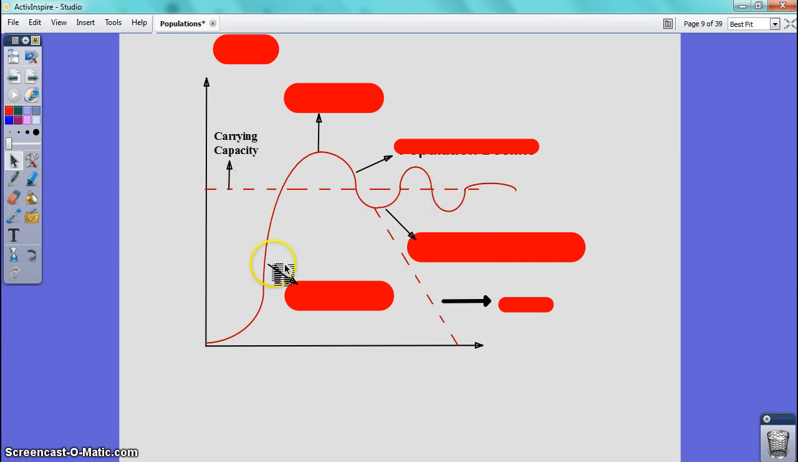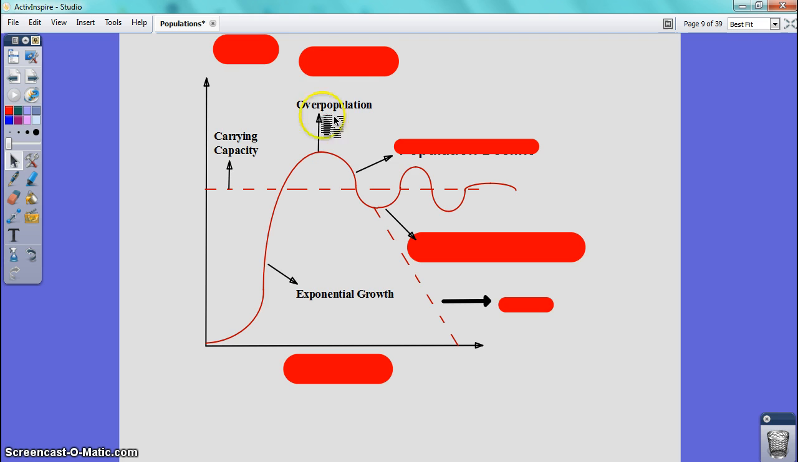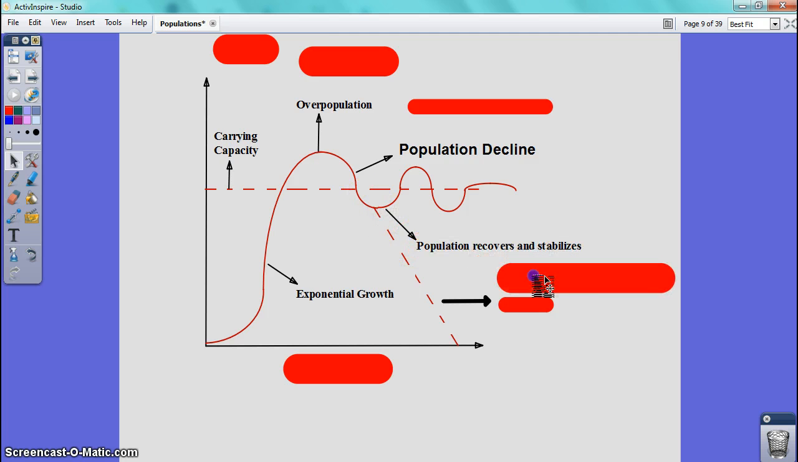It's the resource availability. This J-shaped curve is what we call exponential growth. Any population that exceeds the carrying capacity is going to have limited resources. This is what we call overpopulation. When a population is overpopulated, that means resources are limited. Immediately you're going to see a decline in the population. Or you could see death, which is this line right here, or a population recovering and stabilizing, which stays above or below the carrying capacity.